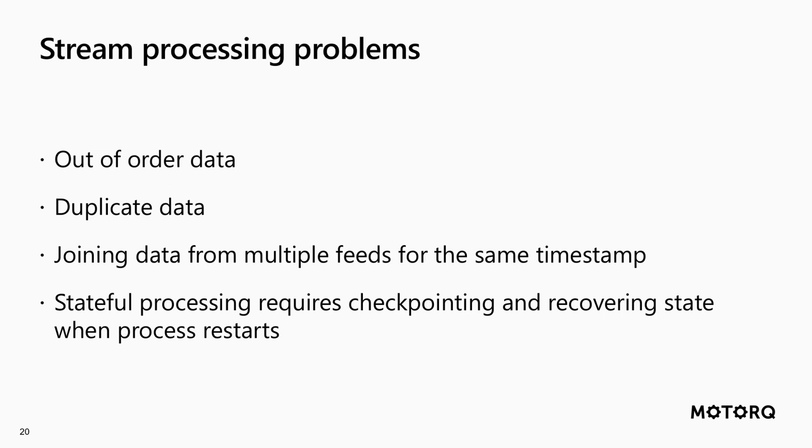So these are some of the stream processing problems that we solve. We get out of order data, we get duplicate data. Some sources split data into multiple feeds, so we have to fetch data from multiple feeds and then join them. And some of the processing requires stateful processing. For stateful processing, you will have to implement checkpointing the state and recovering the state in case of process restarts. One option is to have a background thread that checkpoints the in-memory state to your blob storage, and whenever the process restarts, you can recover the state from your blob.